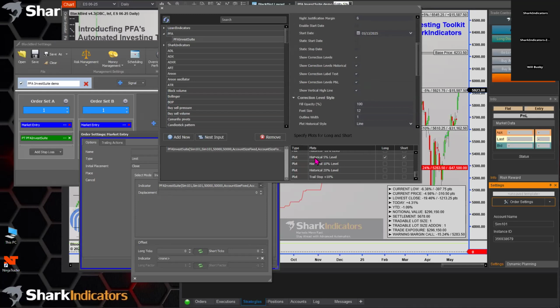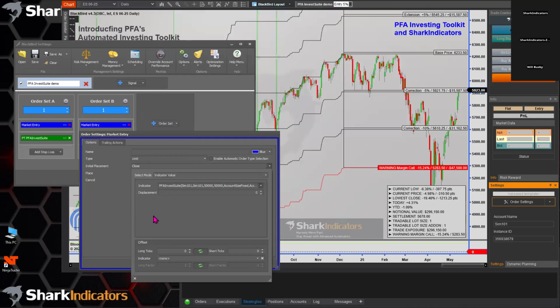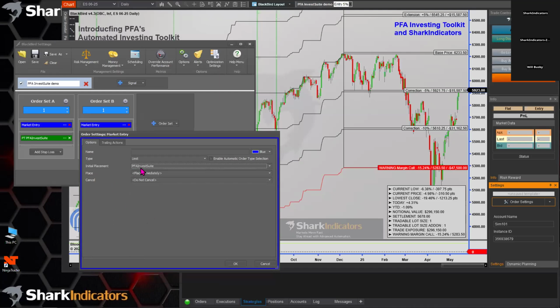And so now we need to find the correct plot. Right, so this is our entry order, so it's not going to be the 5%. We're going to scroll up to the negative 10%. There we go. All right, so there is our entry order there.